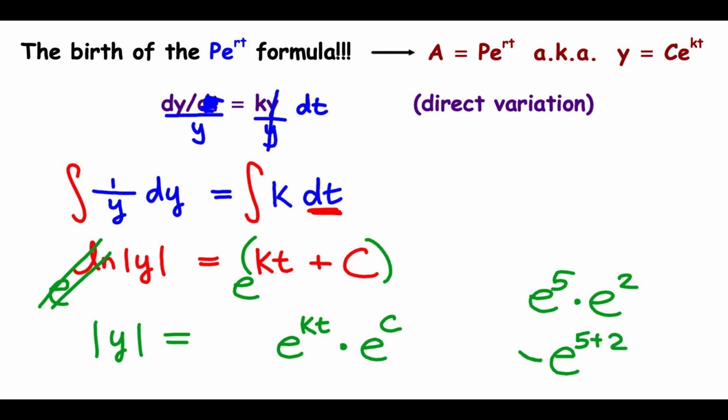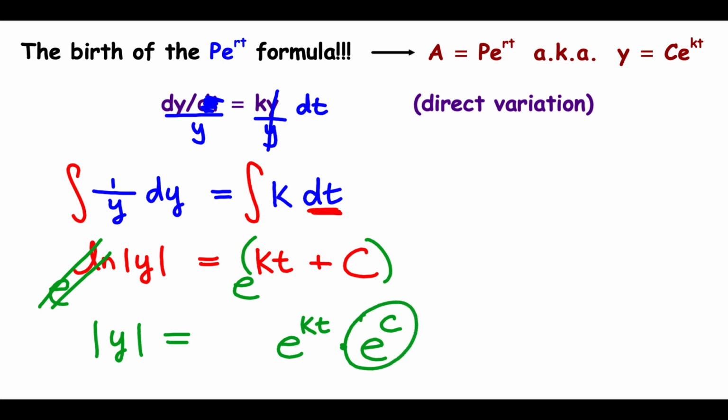See what I did? I just went backwards here, going from here to here. Hopefully that made sense. If not, stare at it for a little while, see what you think. Speaking of e to the c power, you know what e to the mystery number is? It's a mystery number. So instead, I don't need to write that. I can just write one big, large c in its place.